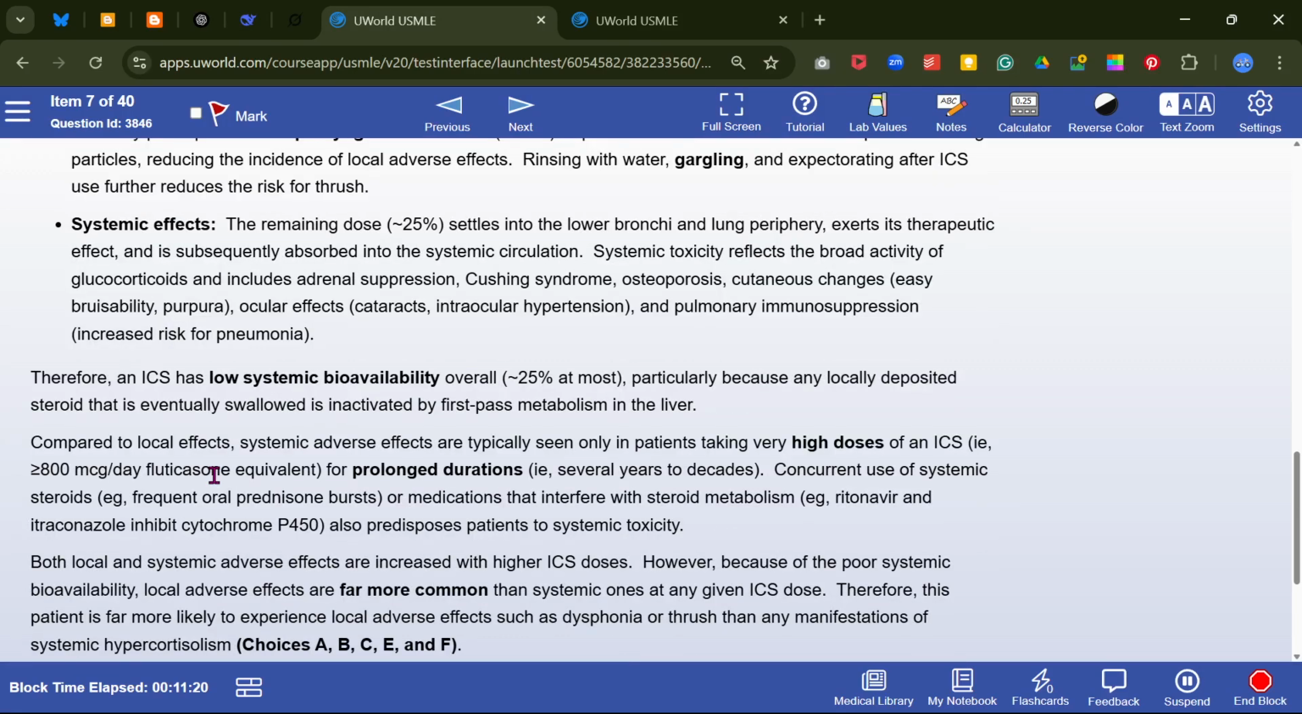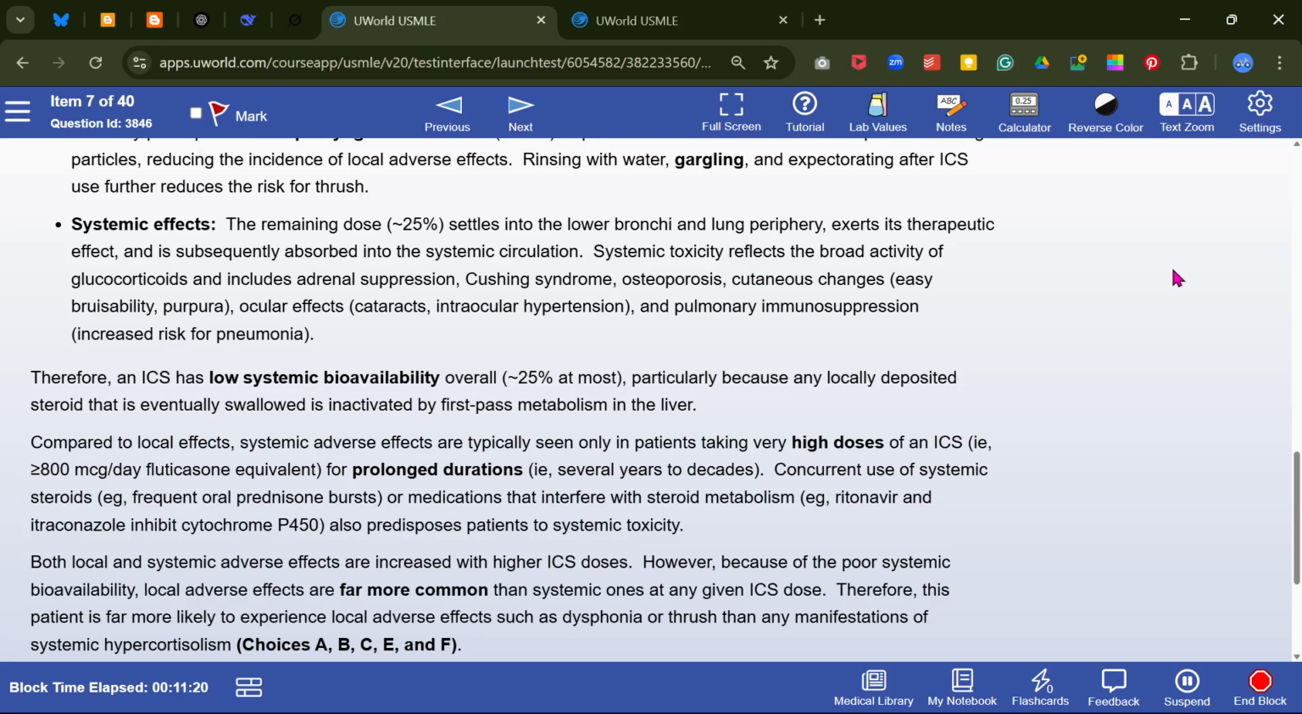However, inhaled corticosteroid has low systemic bioavailability overall, particularly because any locally deposited steroid that is eventually swallowed is inactivated and bypassed by the fast metabolism in the liver compared to the local effect. Systemic adverse effects are typically seen only in patients with high dose inhaled corticosteroid, more than 800 mcg per day fluticasone equivalent, for prolonged duration, several years to decades, concurrent use of systemic steroid, frequent oral prednisolone bursts, or medication that interferes with steroid metabolism. Ritonavir and itraconazole also predispose patients to systemic toxicity.